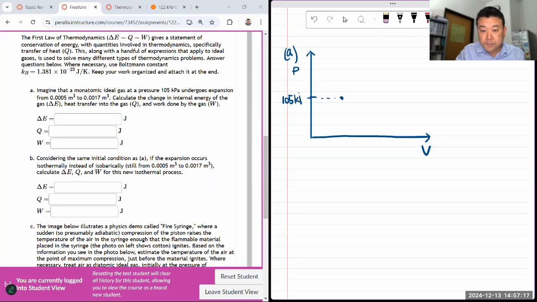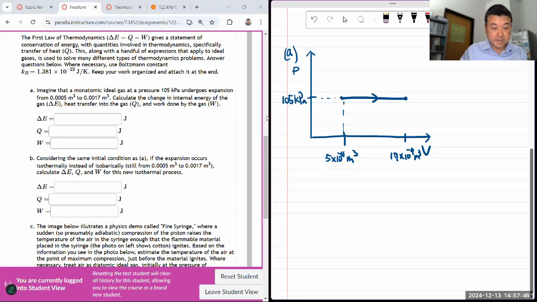105 kilopascal, and it's starting from some volume. Let me say 5 times 10 to the minus 4 meter cubed to 17, not to scale, 17 times 10 to the minus 4 meter cubed. And then it's not describing change of pressure, and it just says at a pressure, so this is probably the process.